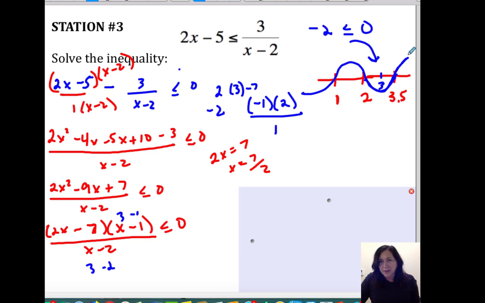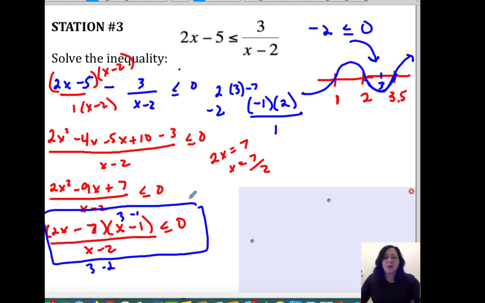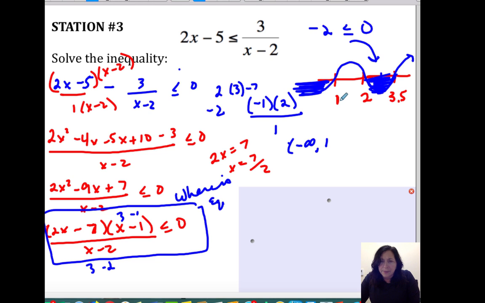Okay, it's going to go like this. So now my final question is, go back to the last equation where you're at here, and you ask yourself, where is my equation less than or equal to 0? So it's less than or equal to 0 here and also here. Now you have to say, well, okay, where am I at less than or equal to 0? So I'm here from negative infinity to 1.